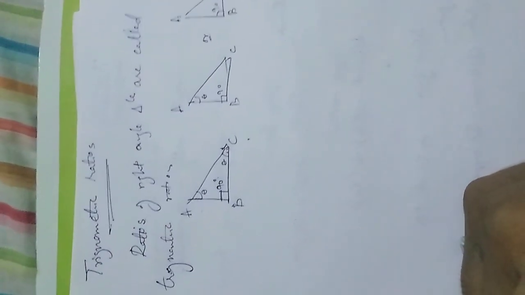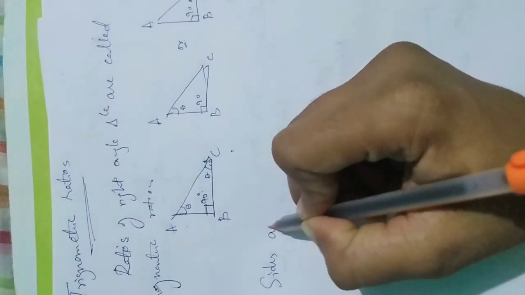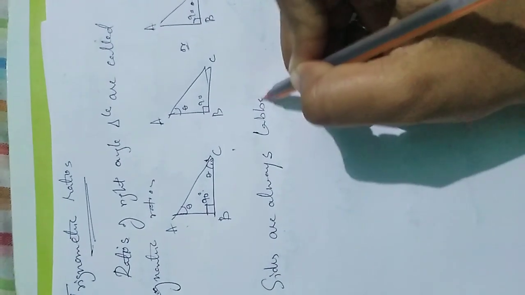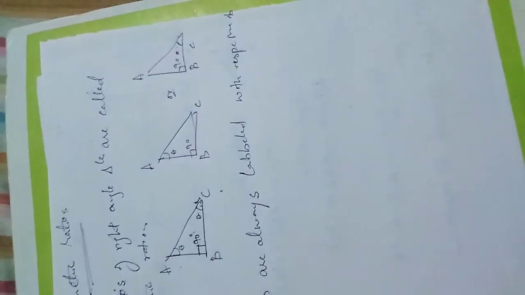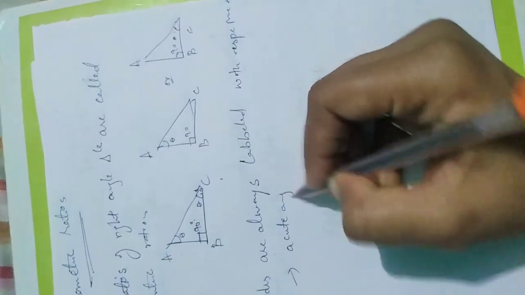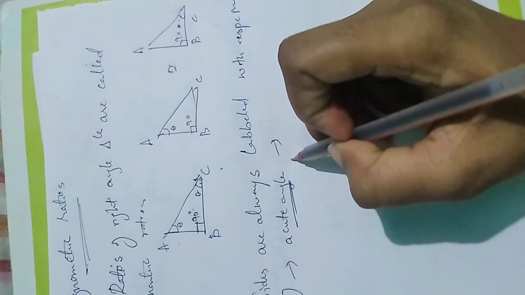So how do we identify these sides? Sides are always labeled with respect to theta. So what is theta here? Theta is an acute angle. We'll consider theta as an acute angle.